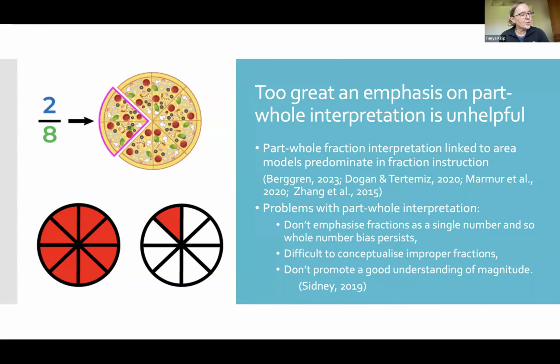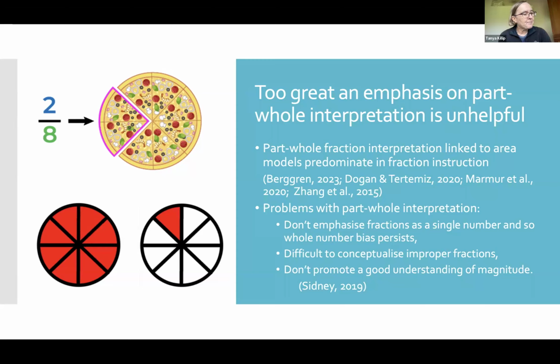So firstly, the part-whole interpretation doesn't emphasize a fraction as a single number. And it's interesting, from research in the States, they've asked questions about how many numbers there are in a list, and some of those numbers are fractions, and a number of students count the fraction as two separate numbers. So in this case, the 2/8 would be counted as two numbers. They see it as a 2 and also an 8. And so because of this, the whole number bias tends to persist.